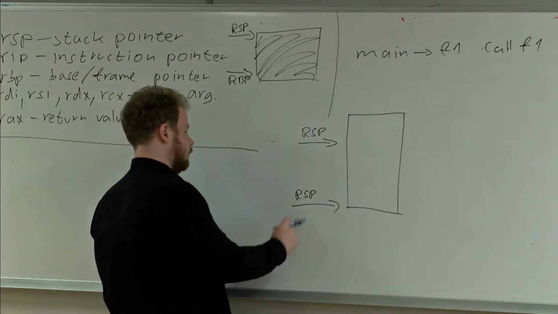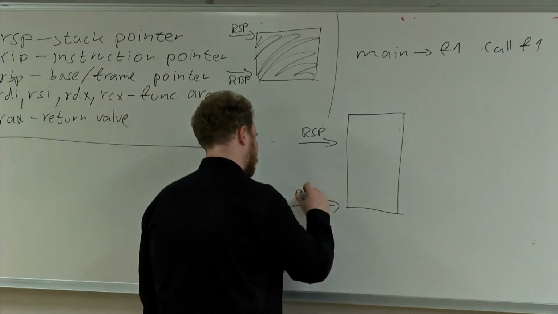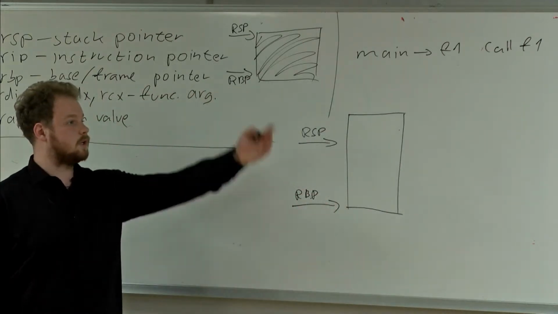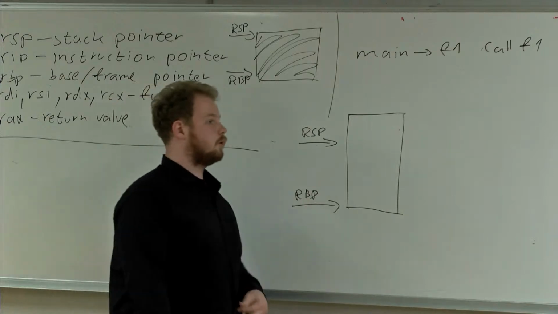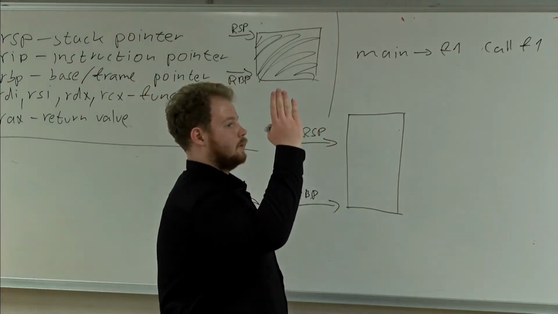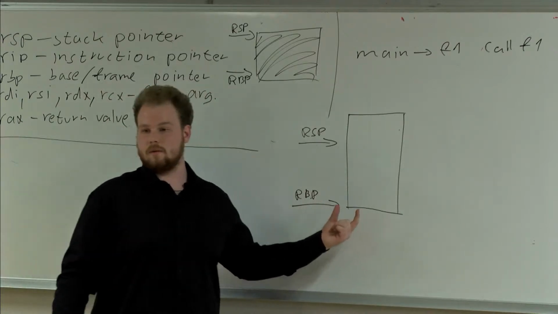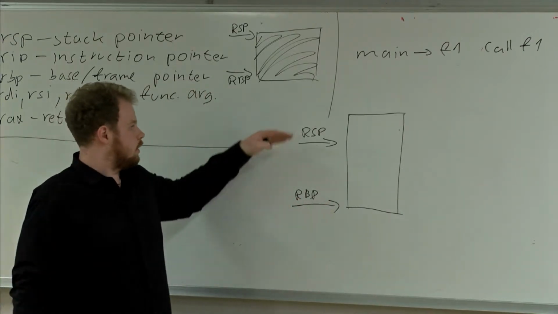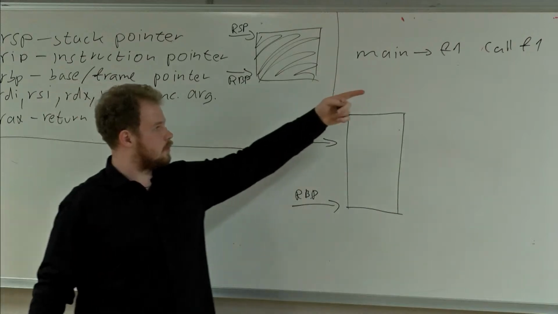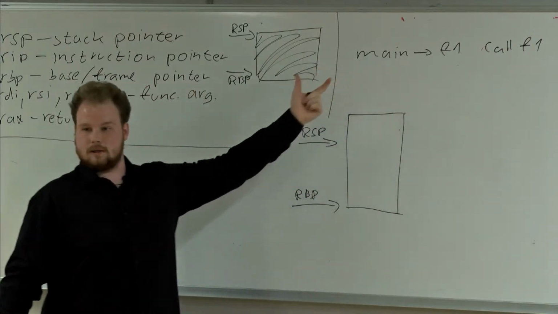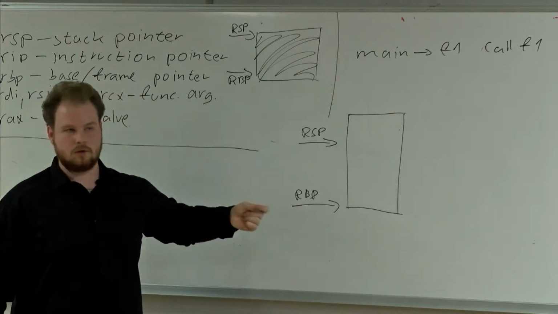And then at the bottom, there will be the base pointer. And this is a stack frame. What you have to know is the RBP is the base pointer of the previous function. So whenever F1 returns, main will be able to collect its own base pointer and continue the execution normally.